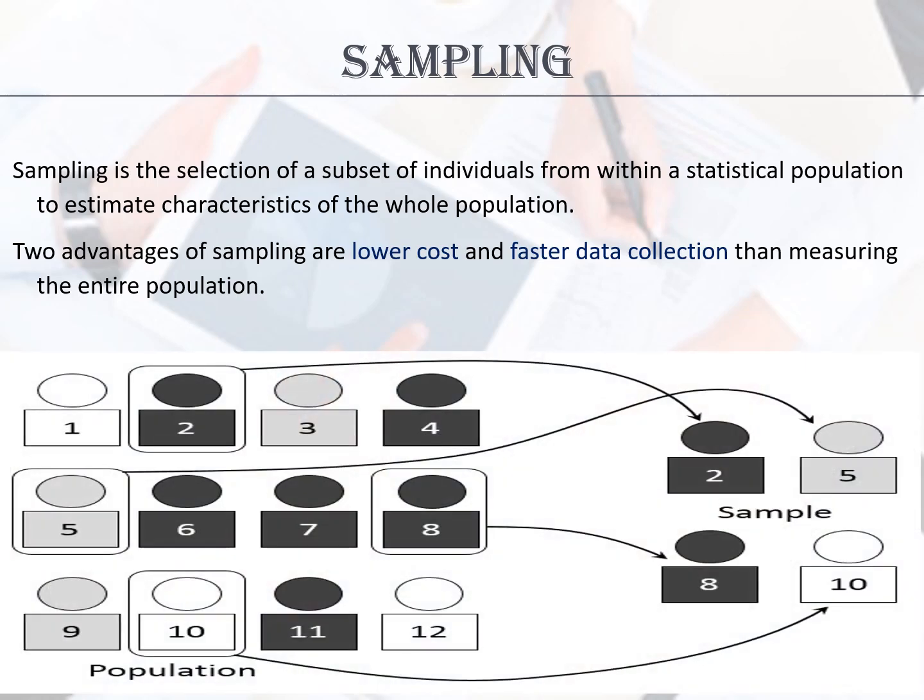We can see in this diagram that from this population we selected some random items. Now these selected items are known as a sample.